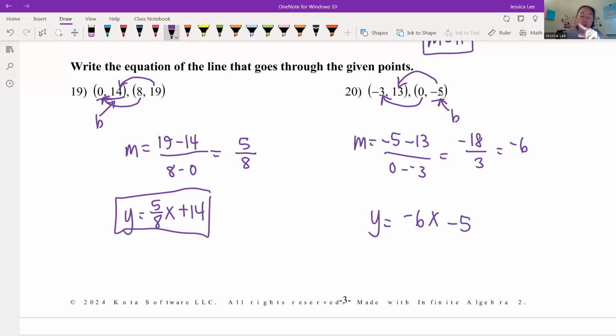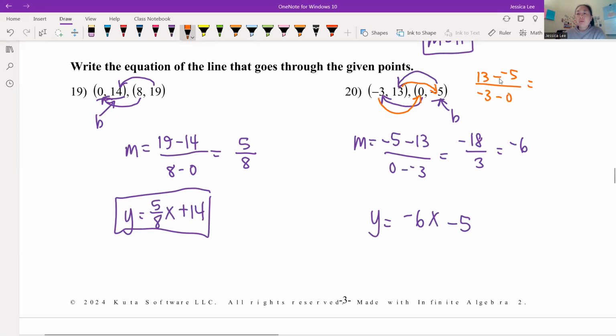Now, so far I've been always doing the second point with the first point. Technically, you can do it the other way too, as long as you're just going in the same direction. So just for example, if I did 13 minus -5 over -3 minus 0, you can use this to your advantage, depending on which way you want to subtract. Notice we're still originating from the same point both times, right? We just made everything backwards.